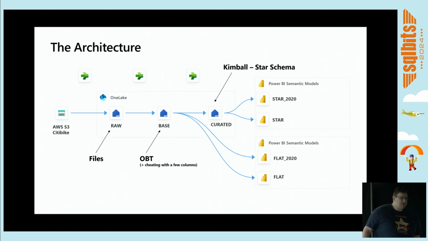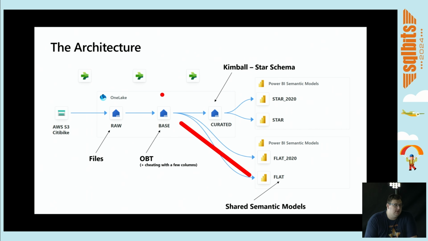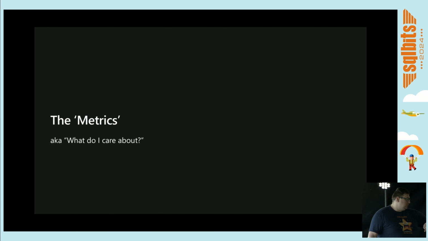That I then turn into a proper Kimball star schema, and I use shared datasets, which are now called semantic models, and you will still catch me saying datasets way too often. Yes, they're shared semantic models. That's roughly put the architecture. So the difference is, what we're seeing is that the flat files, they are coming straight from the base model, which is the OBT model, and then the star schemas, they're coming from the curated layer. That's roughly put the architecture where I'm getting my data from. So nothing too fancy, but enough for me to show you what I actually mean.